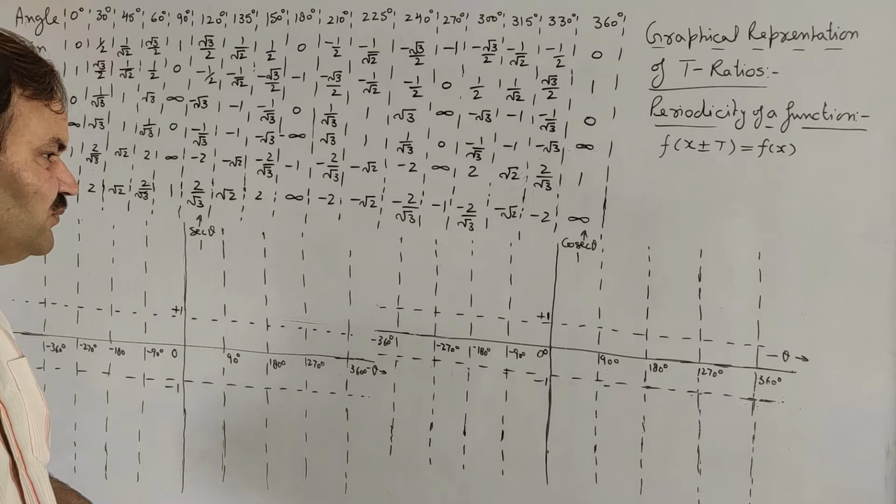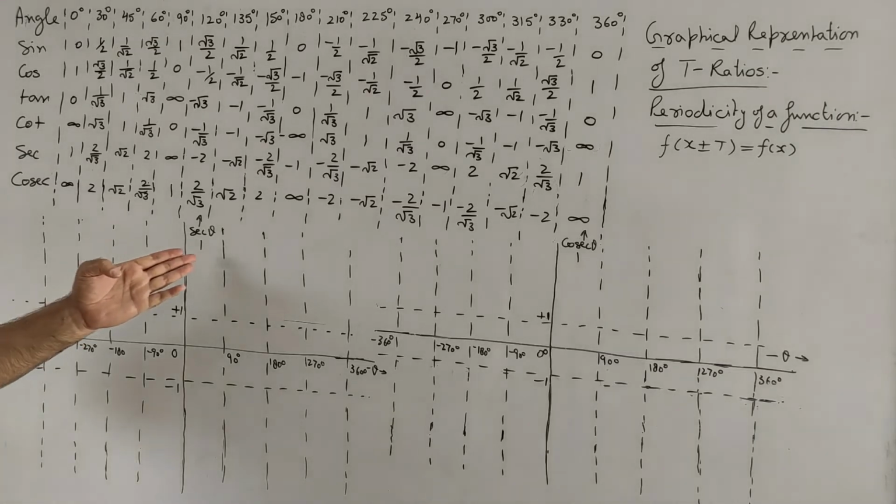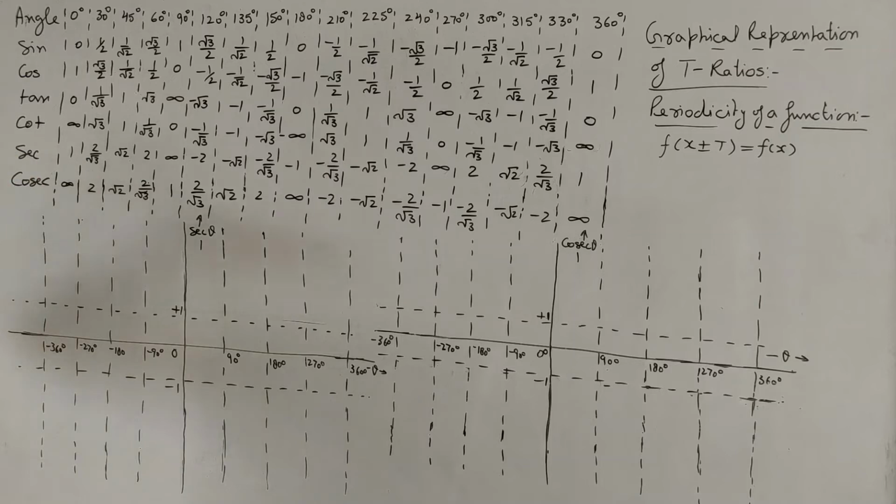Now we come to the pictorial representation of sec theta and cosec theta with angle theta. So first, say sec theta. We know that sec theta is the reciprocal of cos theta, and the value of cos theta changes between minus 1 and plus 1 only. So the reciprocal of cos theta will have values either less than minus 1 or greater than plus 1.